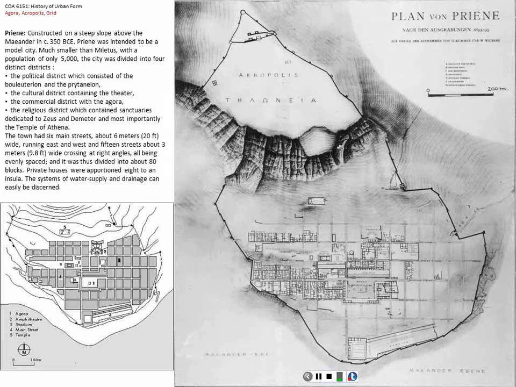The town had six main streets, very wide, about 20 feet wide, that's very wide for the time, running east and west, and 15 streets, about 3 meters, that's about 10 feet, crossing at right angles, all being evenly spaced, and was divided then into about 80 blocks. Private houses were apportioned 8 to a block. So again, the plan is projected as a whole cloth, and then the individual houses are built as a subdivision of that larger unit. Okay.